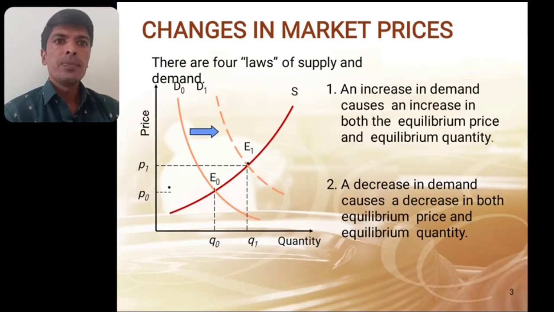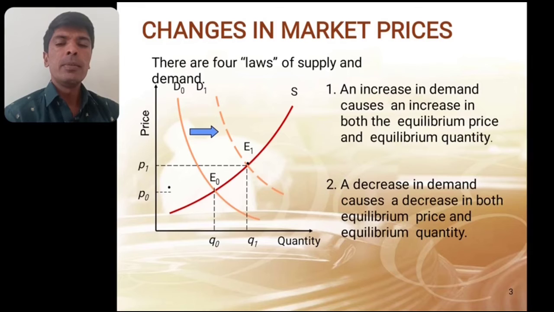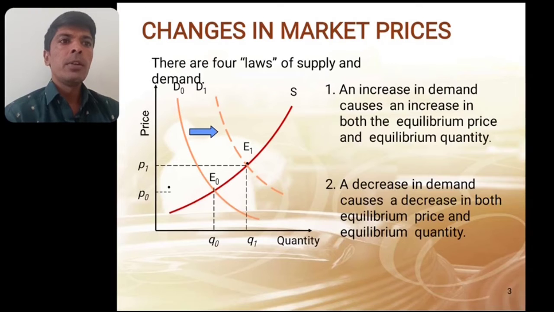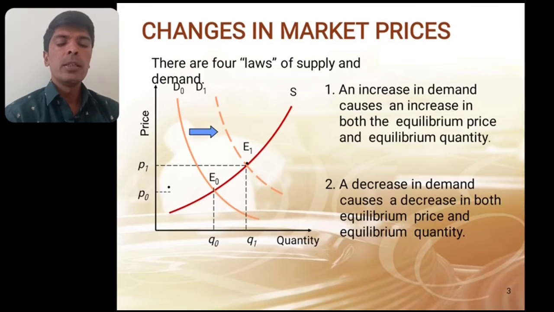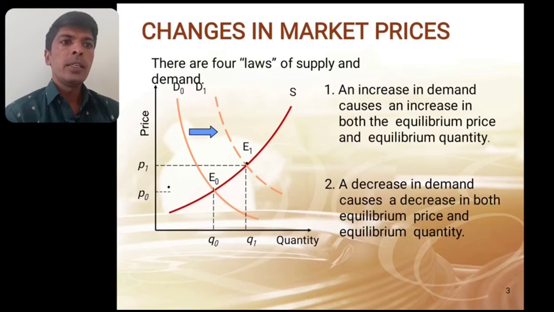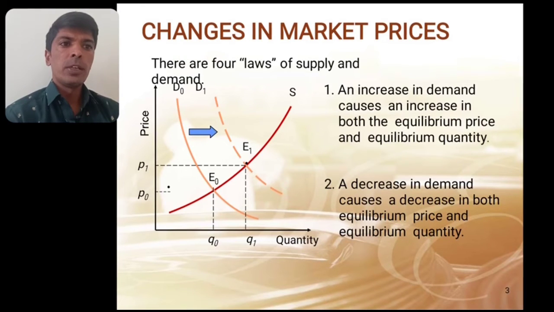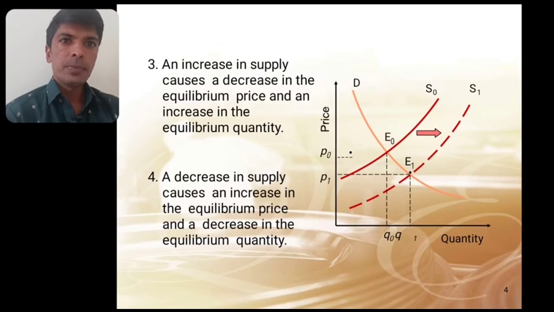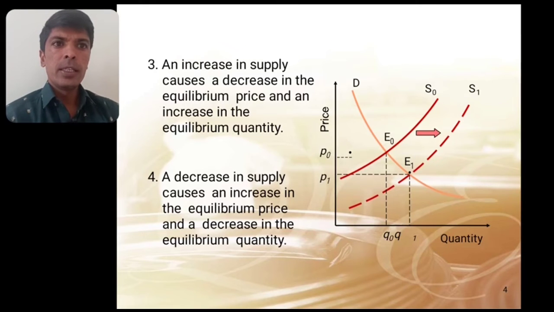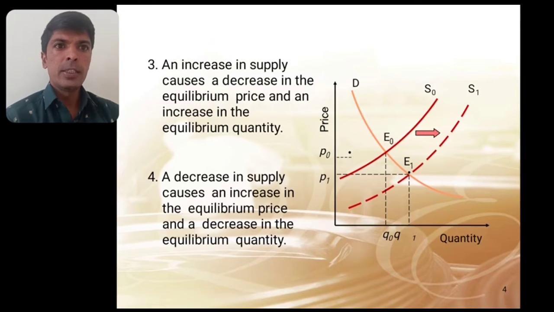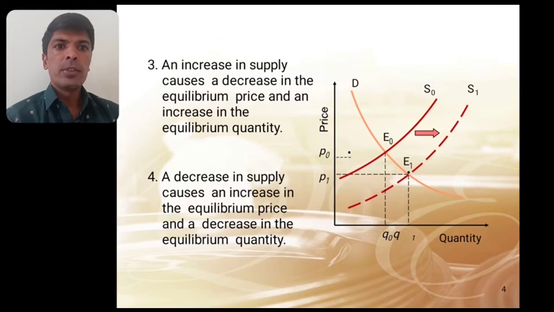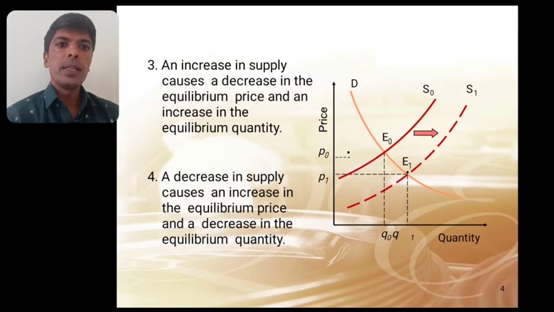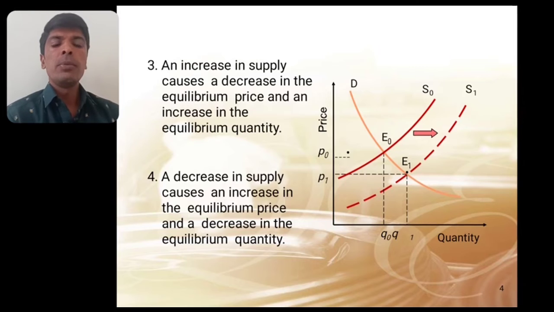Change in market price. There are four laws of supply and demand. First, an increase in demand causes an increase in both the equilibrium price and equilibrium quantity. Second, a decrease in demand causes a decrease in both equilibrium price and equilibrium quantity. Third, an increase in supply causes a decrease in the equilibrium price and an increase in the equilibrium quantity. And fourth, a decrease in supply causes an increase in the equilibrium price and a decrease in the equilibrium quantity.